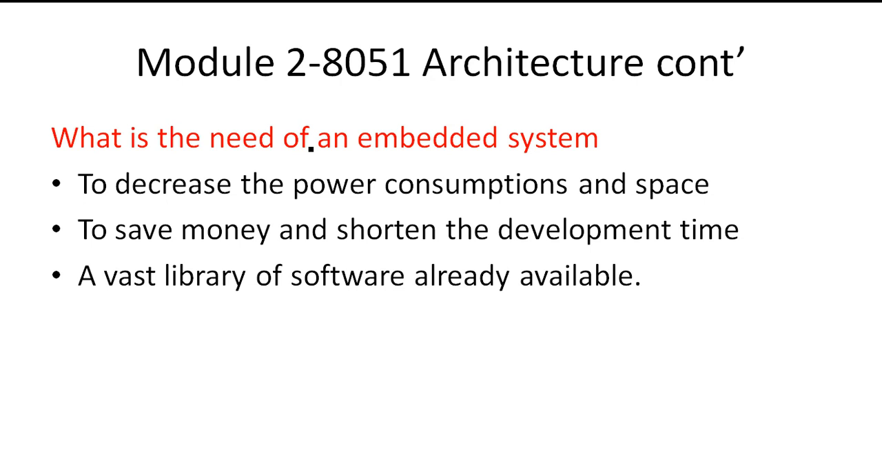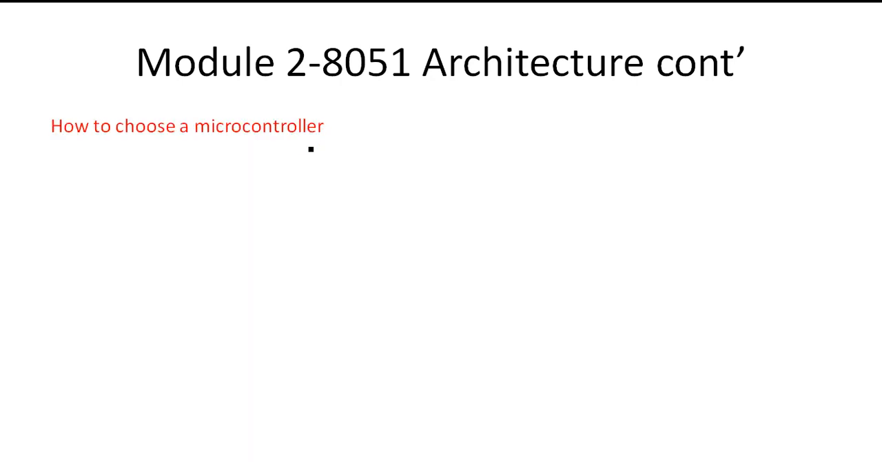And a vast library of software is already available. For example, if you want to interface a keyboard with a microcontroller, you don't have to write your own program for interfacing a keyboard. A variety of programs are already developed and freely available. So with this vast library of software already available, we go for an embedded system for small, specific applications instead of going for a computer.